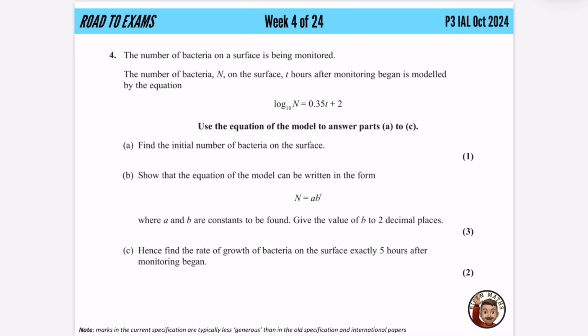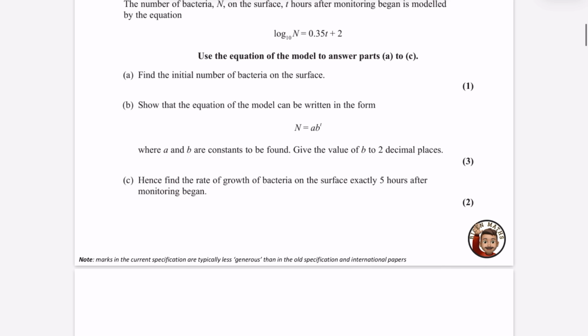For part A it says find the initial number of bacteria on the surface. Well, that's pretty straightforward, right? Initial just means that t is equal to 0, so we get log base 10 of n is equal to just the 2 when t is equal to 0. Using our knowledge of logarithms, this is just going to be 10 to the power of 2, which is 100. So there are 100 bacteria on the surface. A nice easy 1-mark question there.